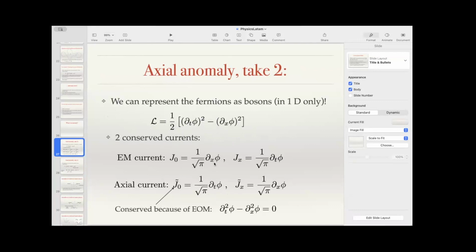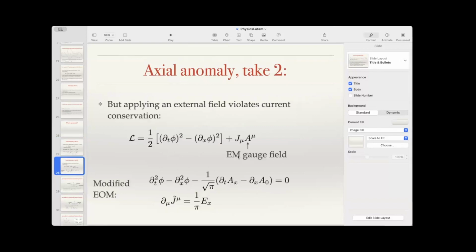One of them is conserved by the equality of mixed partial derivatives. That's what we associate with the electromagnetic current. The other is conserved due to the equations of motion, okay? And when you now add a source for the electromagnetic field, so I've set E to 1 here, you can see that we get this non-conservation of the axial current.